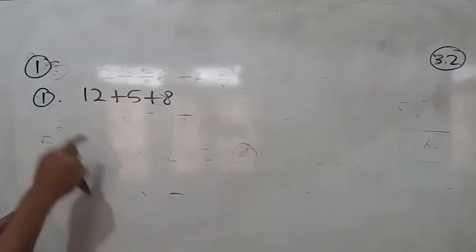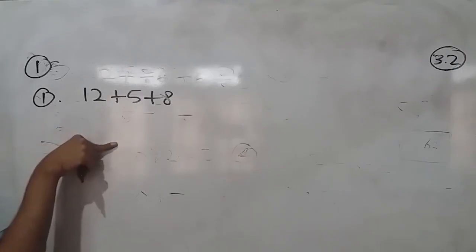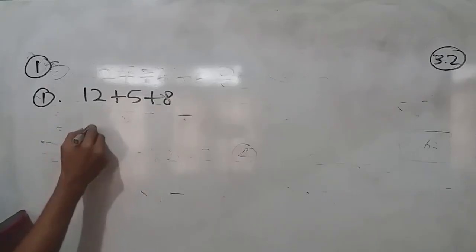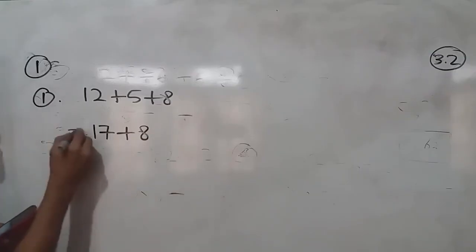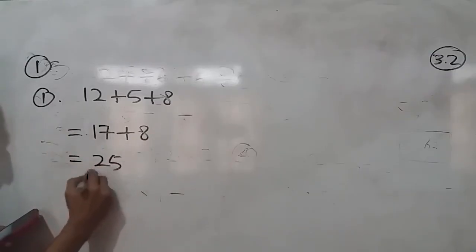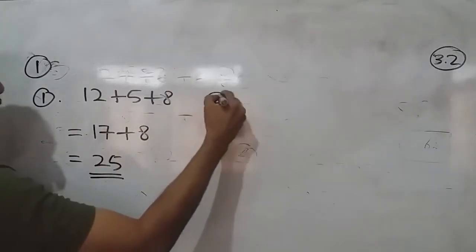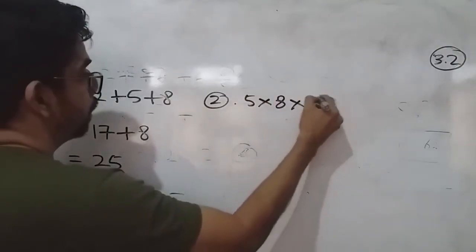So what do we have to do? We have to start from the left, then work our way to the right. Okay? So 12 plus 5, that is 17. 17 plus 8, what is the answer? 25. Okay. Moving on to the next question. 5 times 8 times 3.